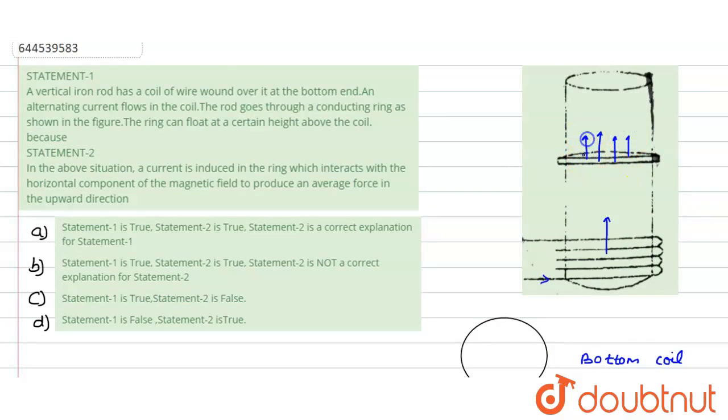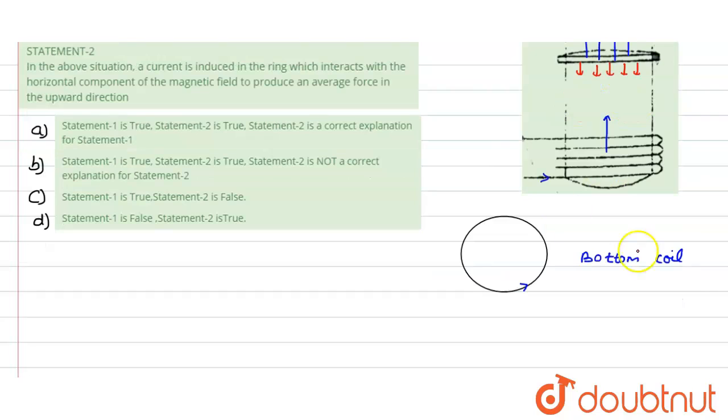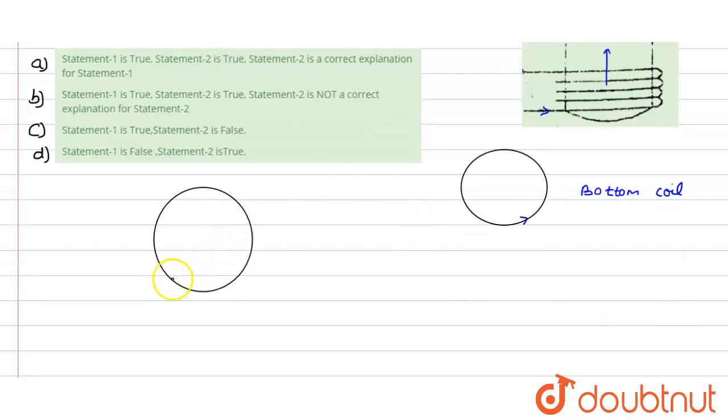Due to the increase of the magnetic field in the upward direction, the ring would try to have a current so that it produces a magnetic field in the downward direction. How can it produce a magnetic field in the downward direction? If the coil has a counterclockwise current, the magnetic field is in the upward direction. So what should be the direction of the current in this loop? If we view from the top, it should be in the clockwise direction. This is the top coil, that means the current should be going in this direction.